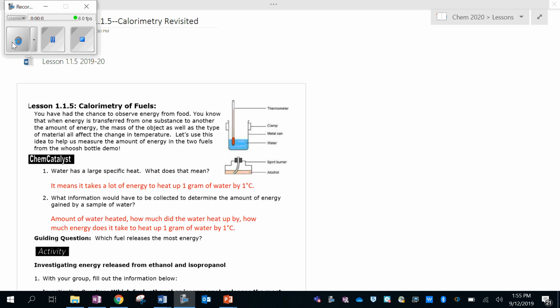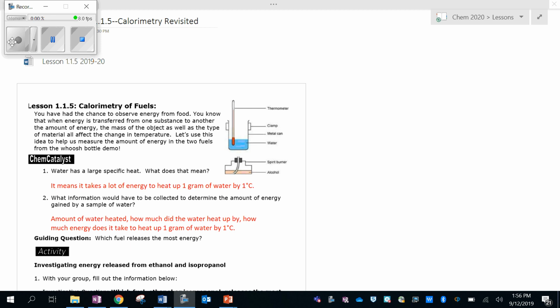Okay, so you either missed lesson 115 or you just want a nice review. I apologize in advance because I have a horrible cough/bronchitis right now. So what we were looking at in this lab is how to figure out which fuel, ethanol or isopropanol, releases the most energy per gram.